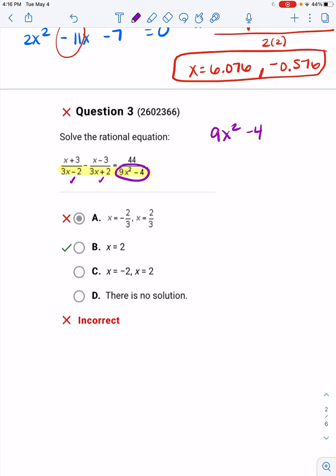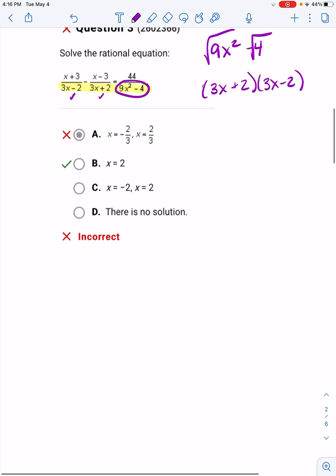So I see those are 2 perfect squares, like I can take the square root of both of those. So this is going to be, the square root of 9x squared is 3x, the square root of 4 is 2. So I do 3x plus 2 and 3x minus 2, okay? So that's the factored form. So first I'm going to rewrite the whole thing in factored form. So just basically change that last one.